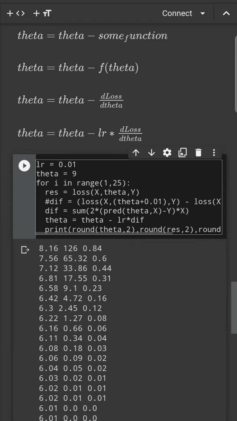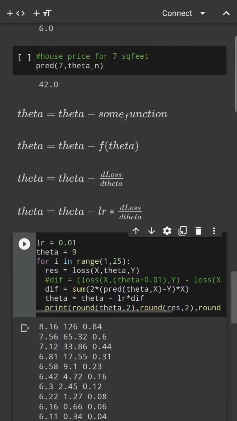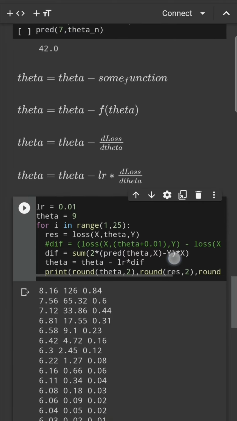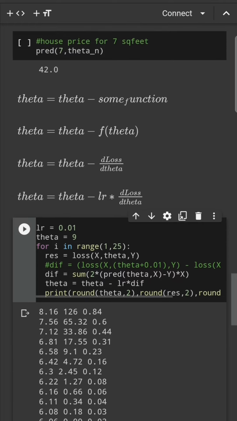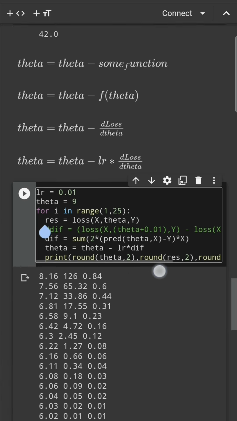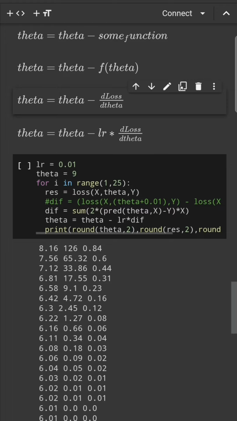So we'll ignore this line. Over here our learning rate is 0.1, so that I can take a small step. Let's say randomly I chose theta as 9. Over here I'm just taking out the loss function. The res variable means result, it has the loss variable over here, right? I'm taking the result on the basis of theta 9, and the x and y are there.